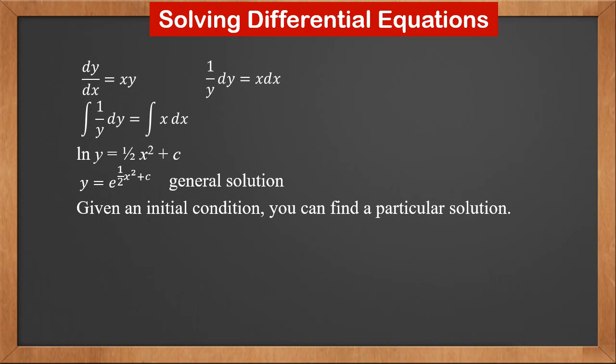If an initial condition is given, you can find a particular solution. For example, if y(0) is e, we can put the values in the general solution and find c. When x is 0, y is e. So e equals e to the c. Therefore c equals 1, and the solution is y equals e to the power of half x squared plus 1. This is a particular solution. With a different initial condition, the c value may be different and there may be another particular solution.